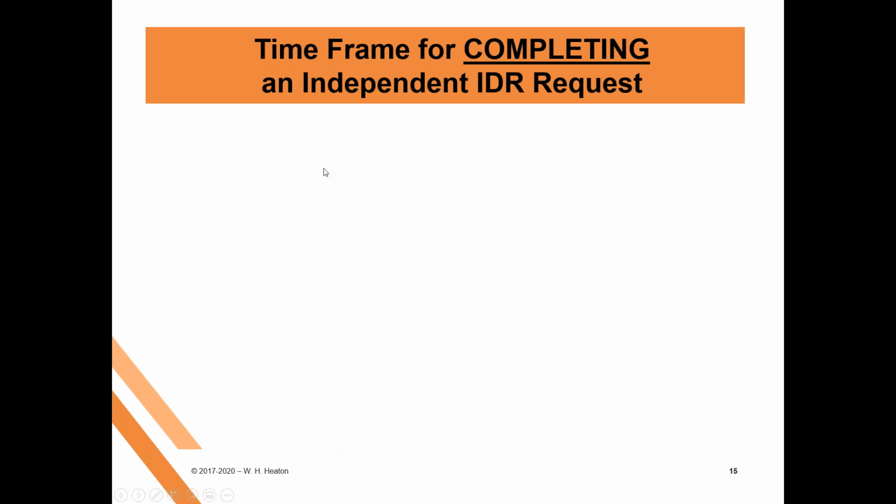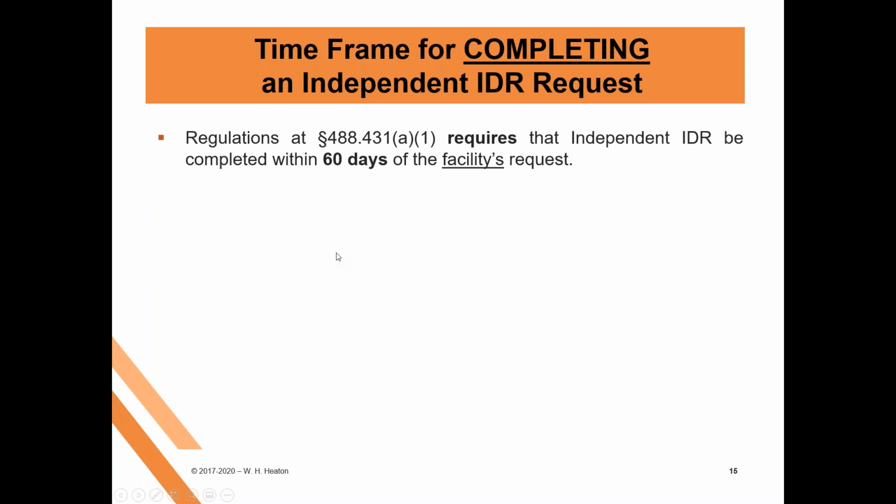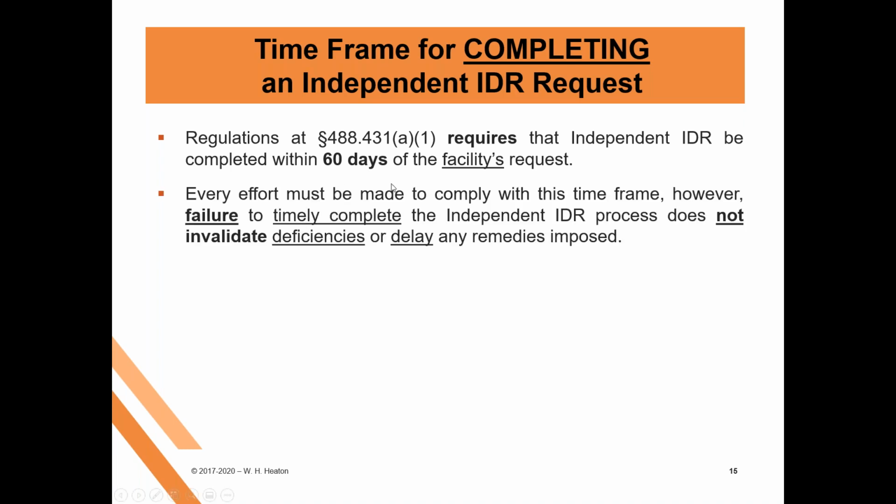Time frame for completing an IDR. Now, we know how well that goes with CMS. The time frame for completing the independent IDR is supposedly within 60 days of the facility's request. That doesn't always happen. But notice this next note. Every effort must be made to comply with it. However, that however is big. Failure to timely complete the independent IDR process does not invalidate the deficiencies or delay any remedies imposed.